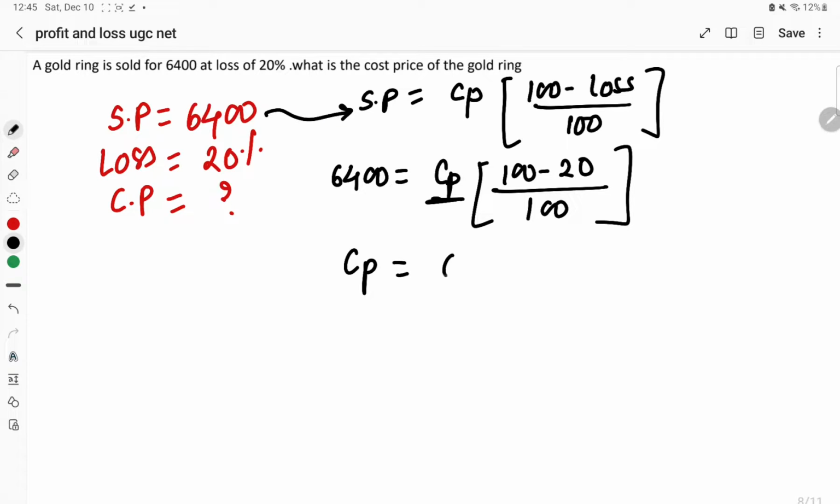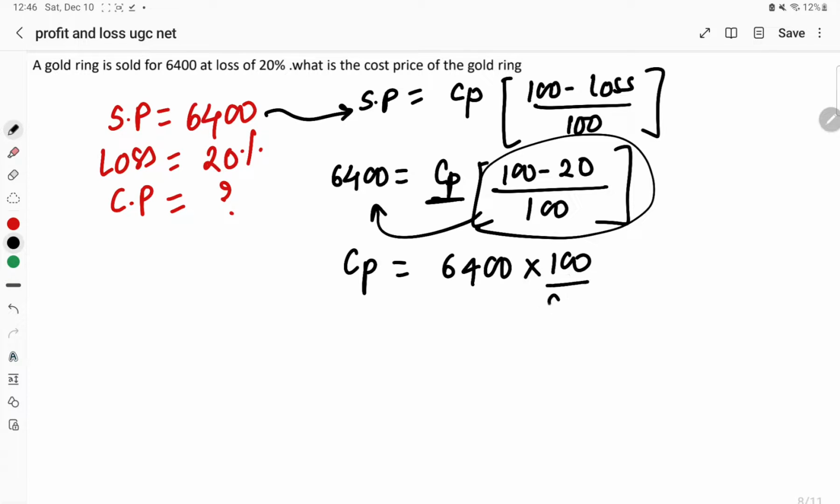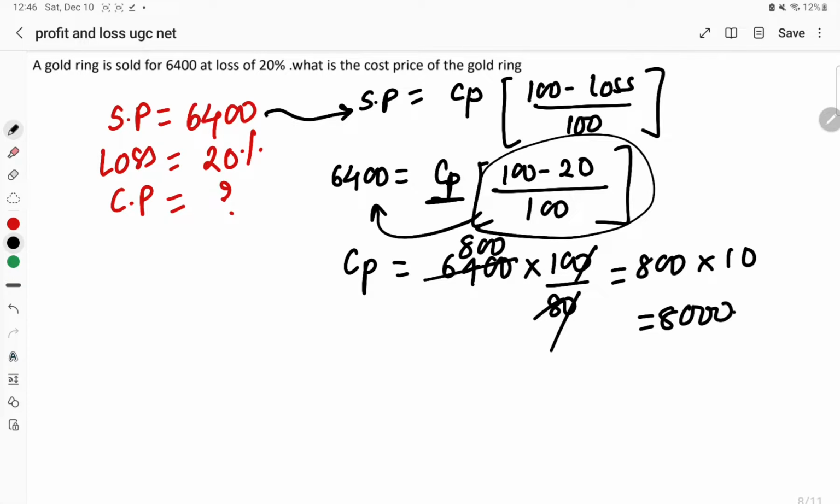Take CP on one side and all these terms on the other side. This is 80 upon 100, since 100 minus 20 is 80. This becomes 100 by 80, the numerator becomes the denominator and the denominator becomes the numerator. So 100 upon 80: the zero gets cancelled, 8 eights are 64, 800 into 10 is nothing but 8000. So the cost price will be 8000. This is how we calculate by the traditional, or formula, method.